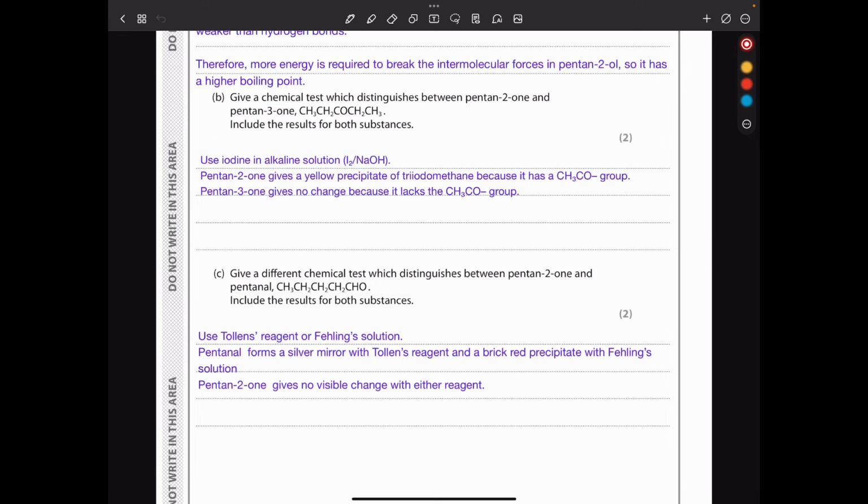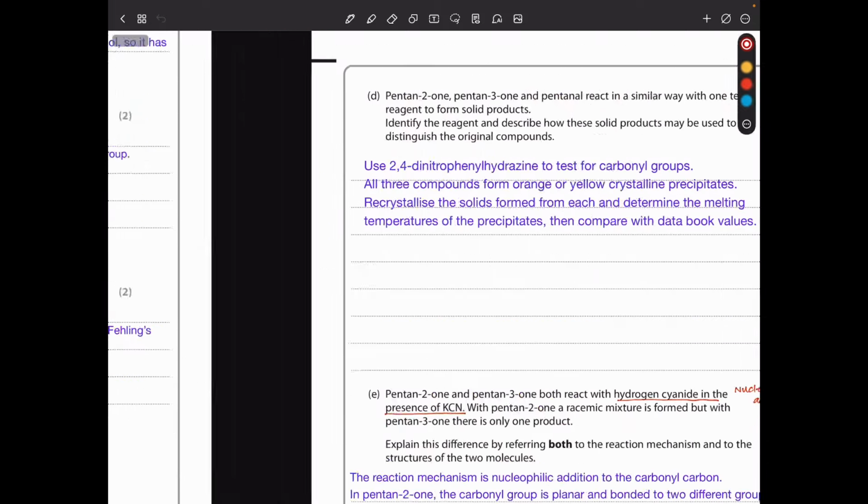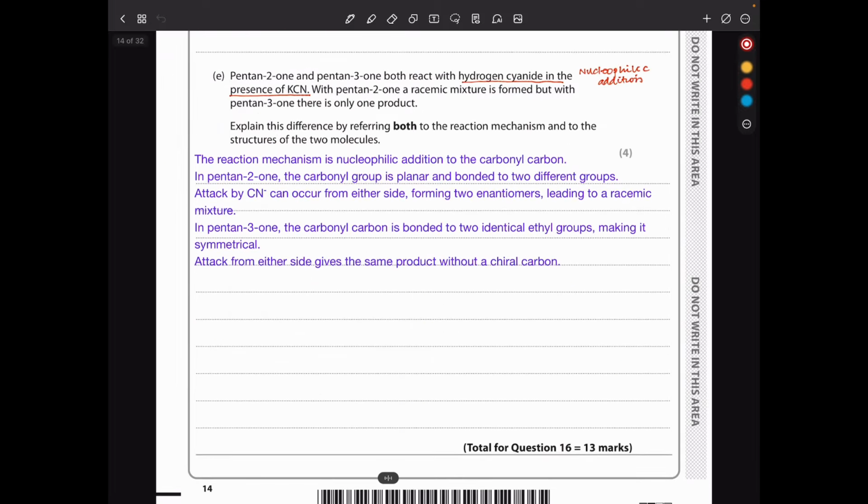If you look at pentan-3-one, we can see this is a CH2CH3 and a CH2CH3. So even if the CN comes in here and we form OH up here, we have two groups that are similar, so there is no chiral carbon. So I went on to say the carbonyl compound is bonded to two identical ethyl groups, making it symmetrical. Attack from either side gives the same product without a chiral carbon.